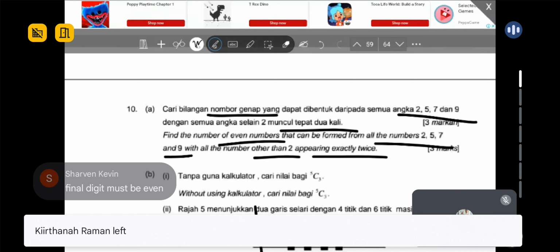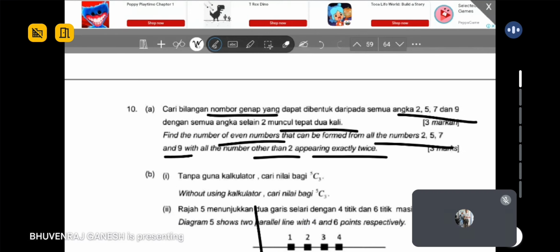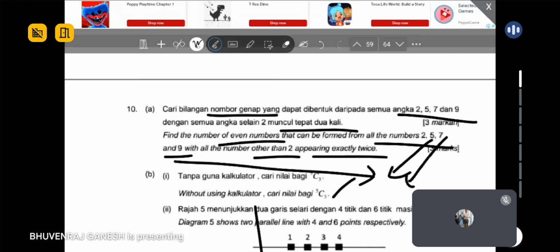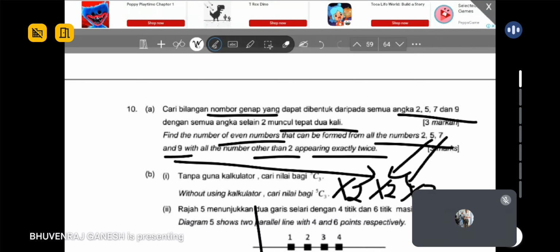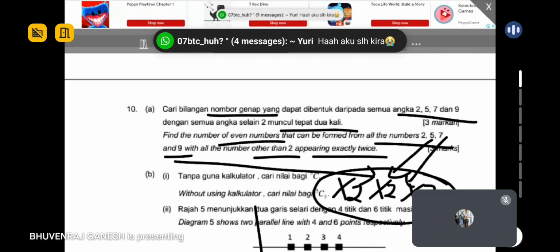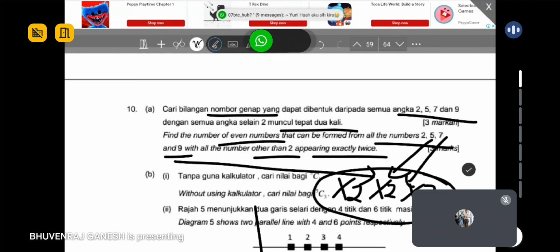Okay, so basically you have 2, 5, 7, 9 with all the numbers other than 2. Okay, means that 5, 7, 9, semua nombor ni dia boleh datang 2 kali. Setiap satu boleh datang 2 kali, guys. You must understand. So guys, whenever they tell like this, it is called identical object. Objek serupa. So you must take this in your mind.